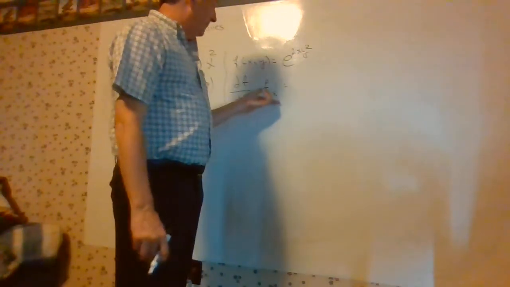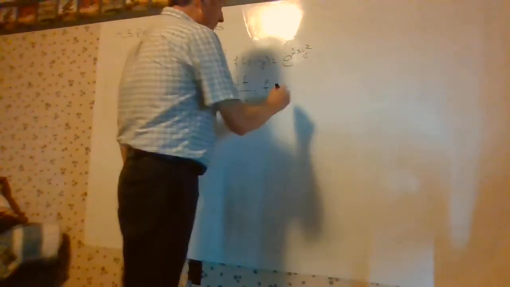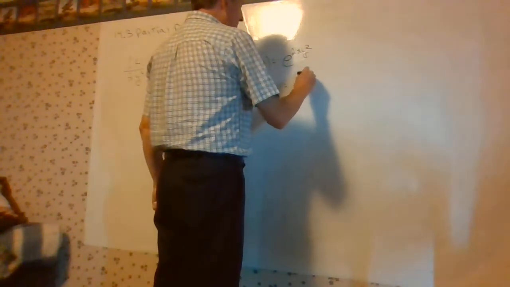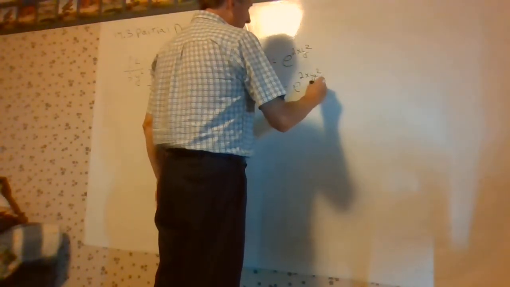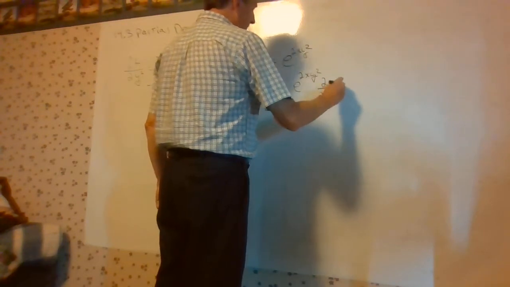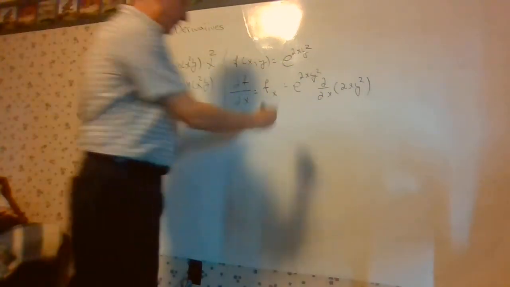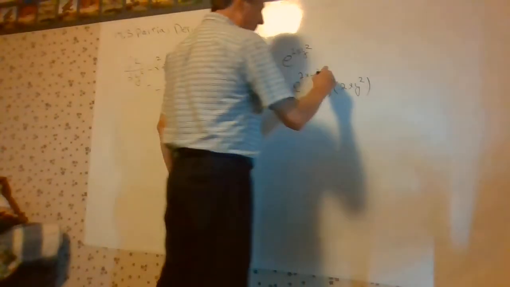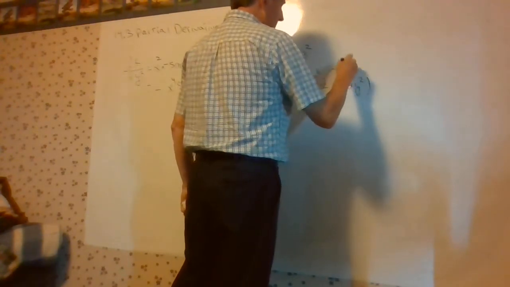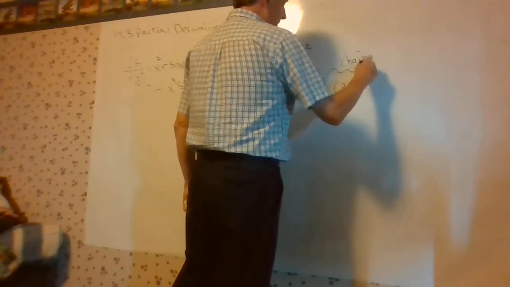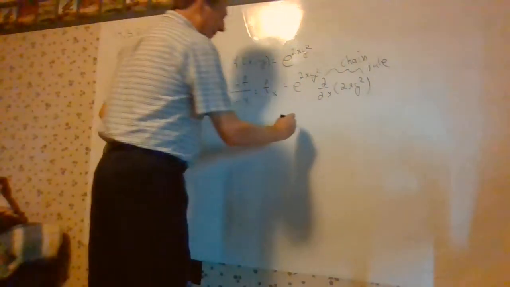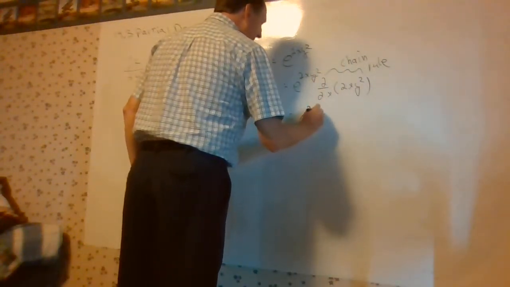We're going to do partial of f with respect to x. Well, e to the 2xy squared times partial with respect to x, 2xy squared. Okay? The e is unaltered here. And again, this part right here is by the chain rule. And so we have e to the 2xy squared, x partial of that.